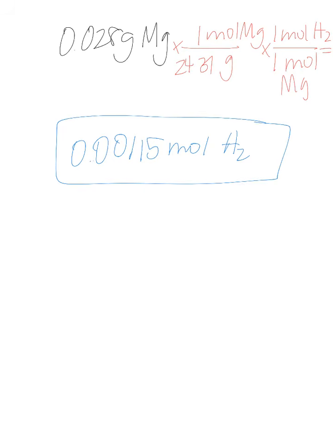Theoretical means do stoichiometry. Theoretical means if it were a perfect world, how much would we make? That's stoichiometry. So you multiply across the top, you divide by what's on the bottom, and you find that theoretically you should make 0.00115 moles of H2. Not very much. You're also not using a very big piece of magnesium. So that is our number 3.